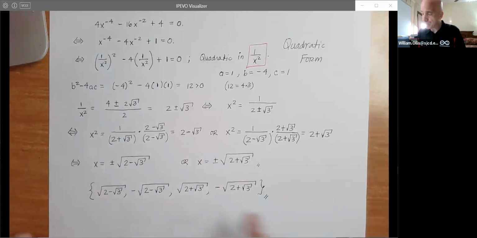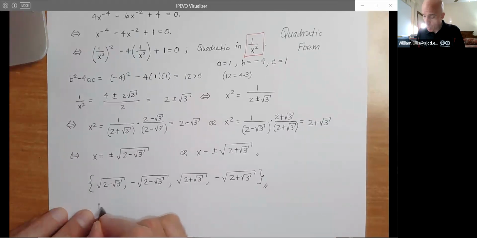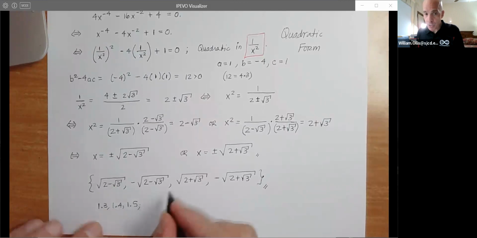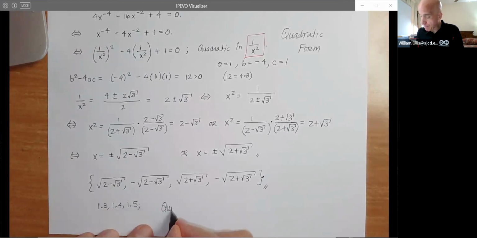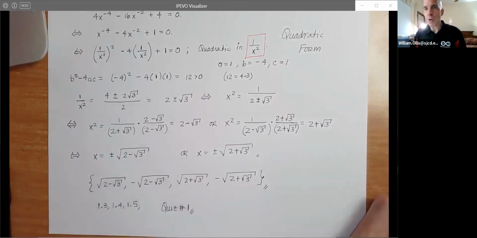So remember your homework, first set, 1.3, 1.4, 1.5, and then also quiz number 1. So I hope this has been helpful with some techniques for solving quadratic equations.